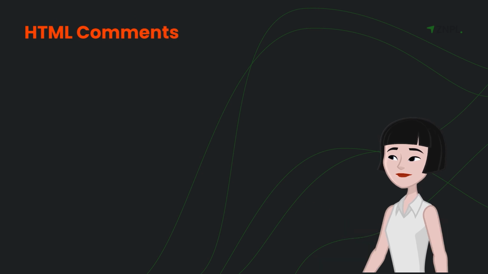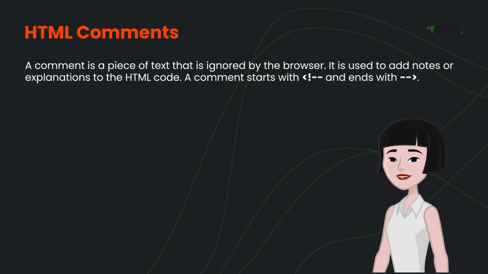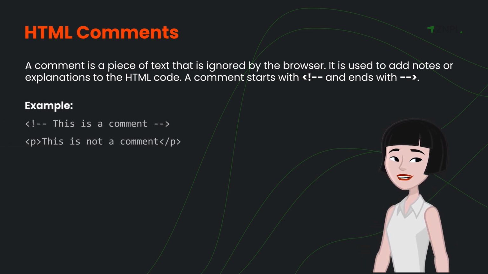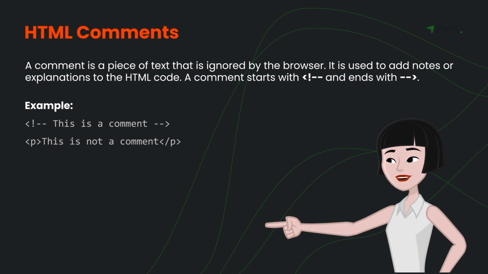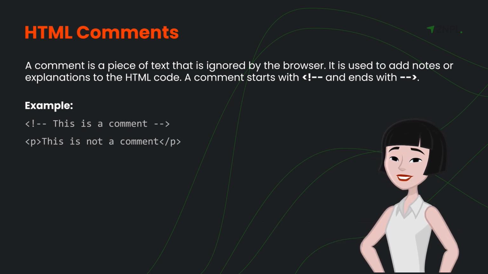HTML comments. A comment is a piece of text that is ignored by the browser. It is used to add notes or explanations to the HTML code. A comment starts with a left angle bracket, exclamation, and double dash, and ends with double dash and right angle bracket. For example, here is the comment syntax, which consists of the plain text above the p tags.